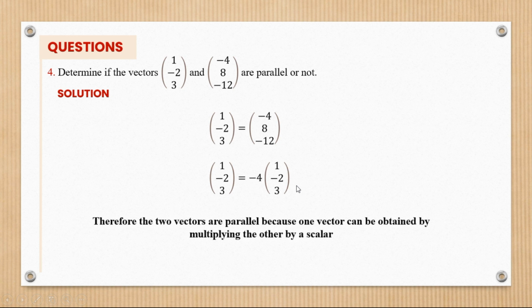So I can already see that the two vectors are parallel because one vector can be obtained by multiplying the other by a scalar, of which this is negative 4. So since this and this are similar and we have this being multiplied by this scalar, it means that the two vectors are parallel.